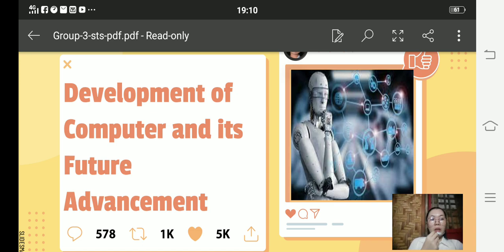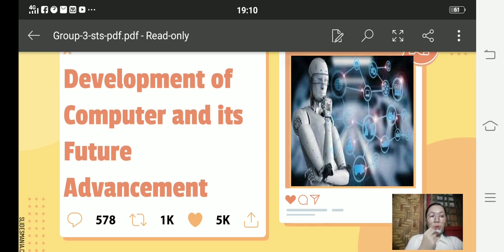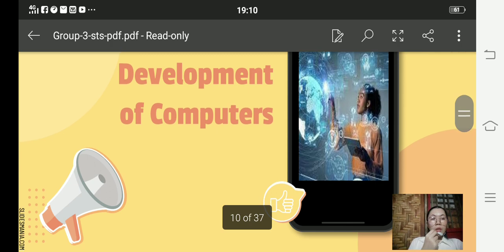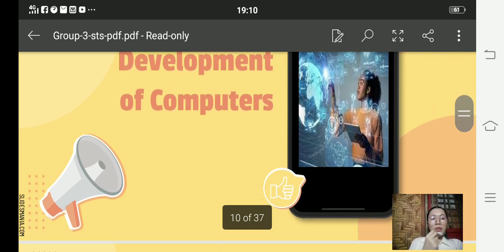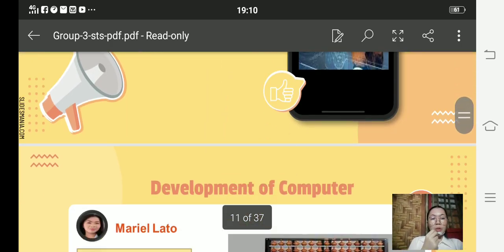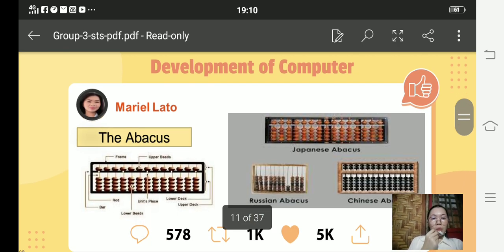I'm Maria Lato. We are living in a computer age today, and most of our day-to-day activities cannot be accomplished without using the computer. Let's have first the development of computers. We have here the abacus.